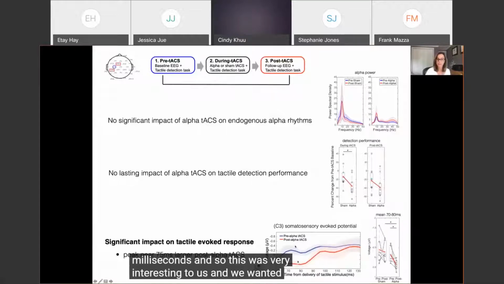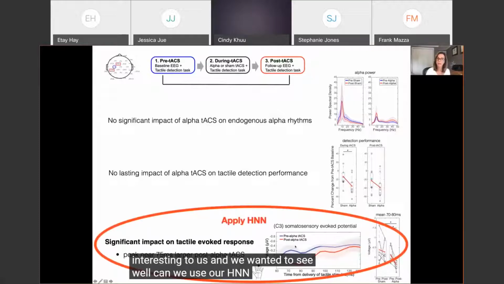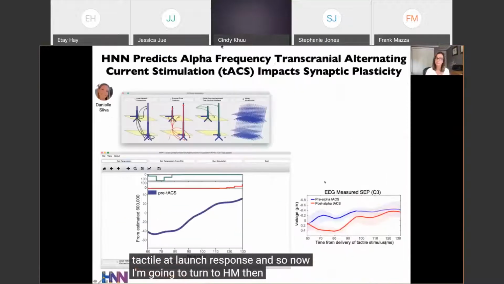And we wanted to see, well, can we use our HNN software to interpret what it is that this alpha frequency stimulation did to the neural circuit to create this difference in the tactile evoked response. And so now I'm going to turn to HNN. Here again is the graphical user interface.